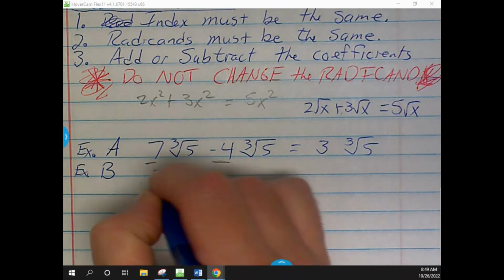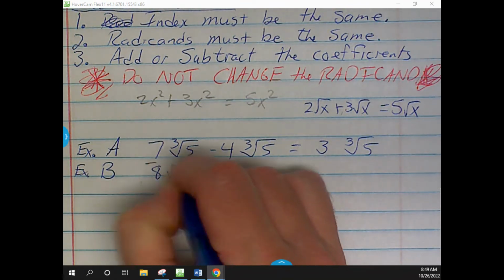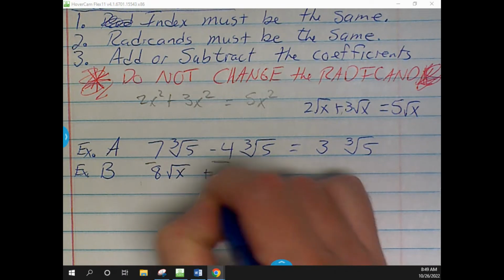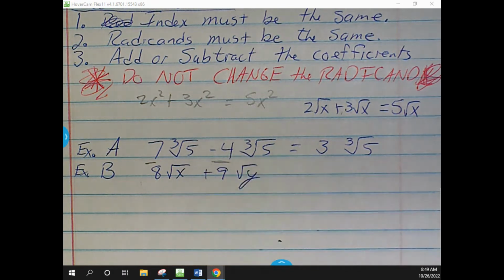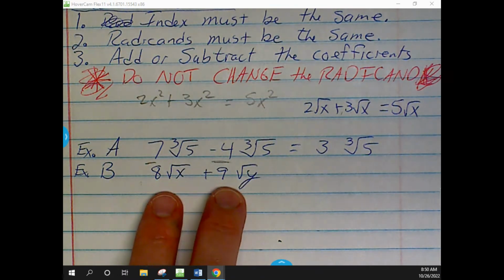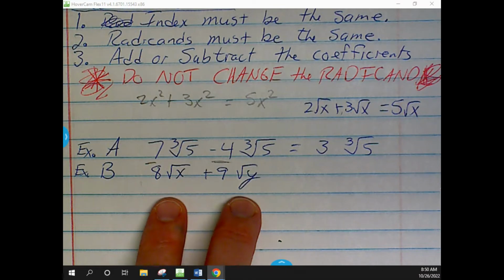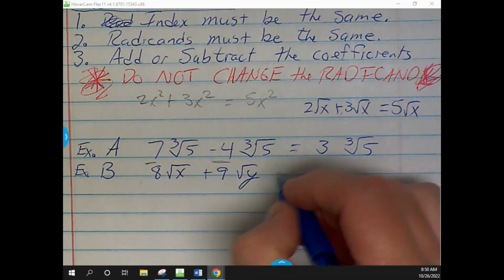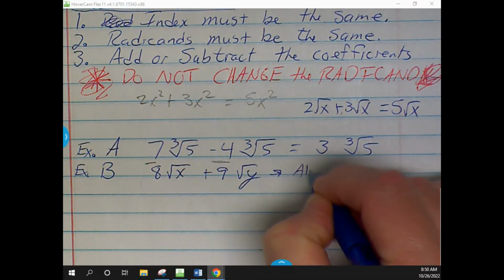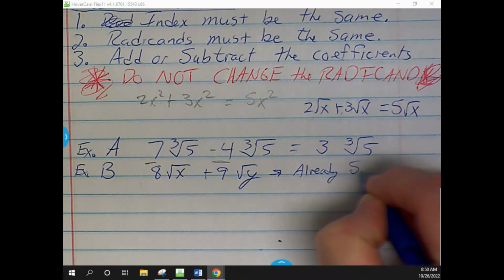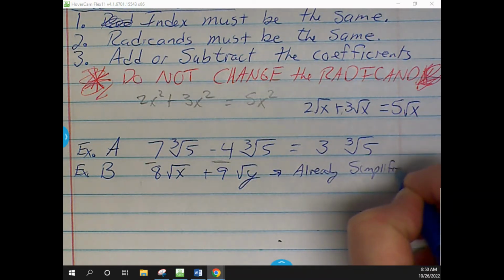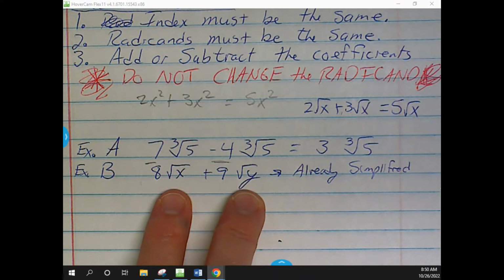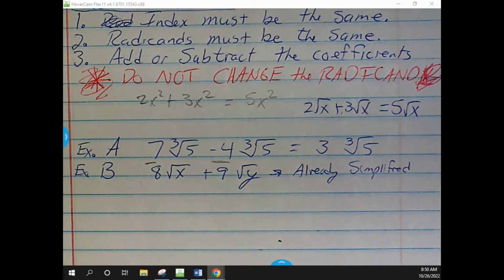Okay, so if you had, let's say, 8 square root of x plus 9 square root of y, both are square roots, so the index is 2 for these. The radicands are different, so if they gave you one like this, you would just say that it's already simplified, because your radicands are different. There's no way to break them down. So in that case, it's just done. That's all you can do.